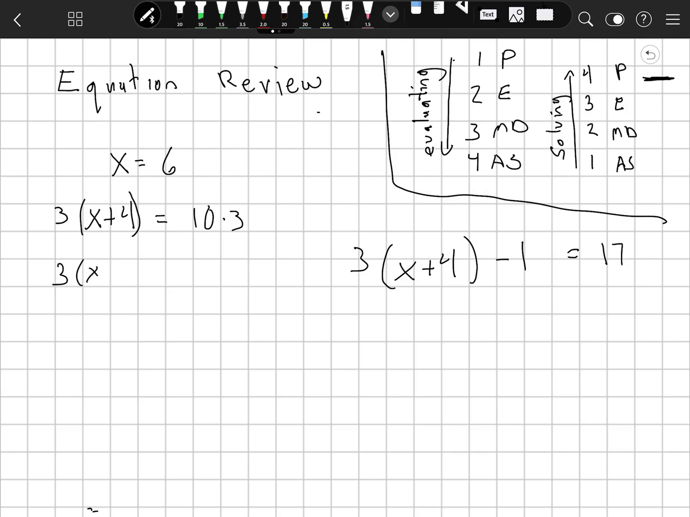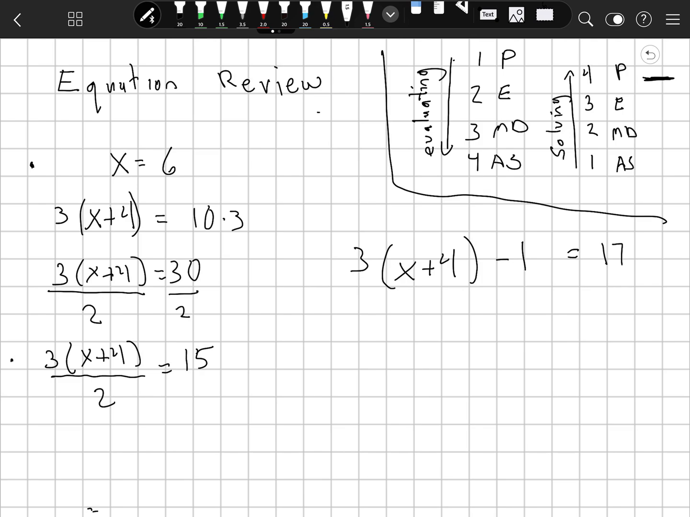I'm going to rewrite that. 3 times the quantity x plus 4 equals 30. And last, maybe we want to divide by 2. So we end up with 3 times the quantity x plus 4 over 2 equals 15. Okay, so this down here is quite a bit more complex than up here. We really build a lot up around our variable x.